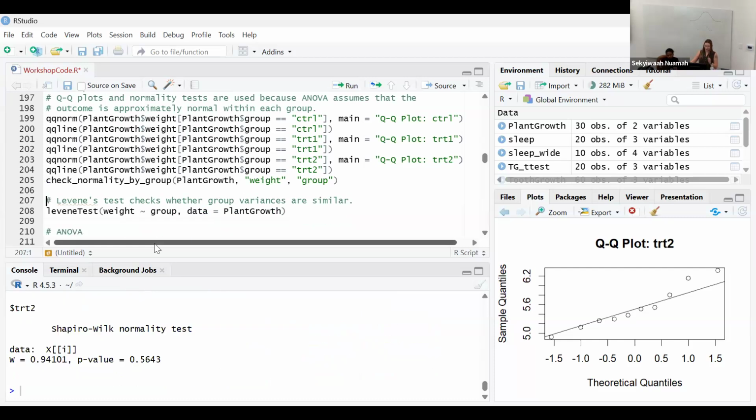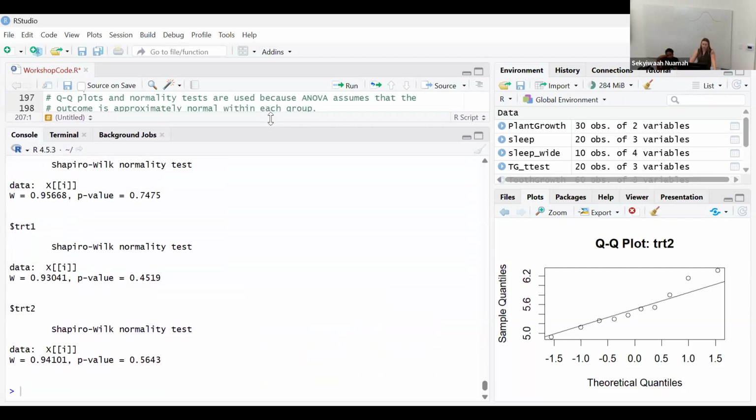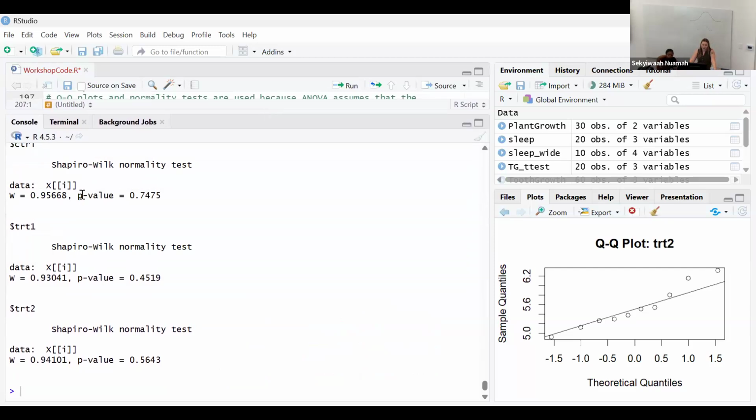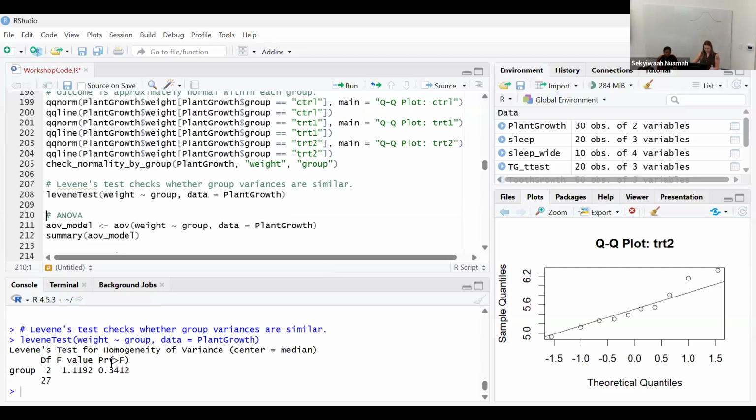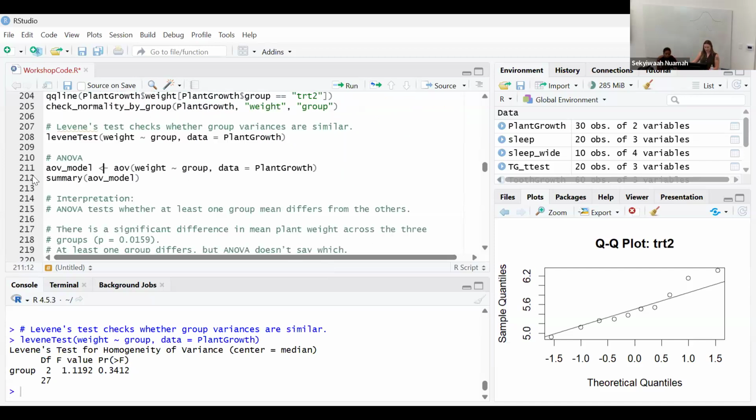And then I'm going to use that helper function that we made at the beginning again to do the formal normality test for all of the groups. And let's just do a quick look. P-value is high, p-value is high, and p-value is high. So that means that for all groups, the normality assumption is met. So good. And then we'll go ahead and do Levene's test again to check if we have equal variances. Okay, our p-value is high. We have equal variances. That's great. Let's go ahead and do ANOVA.